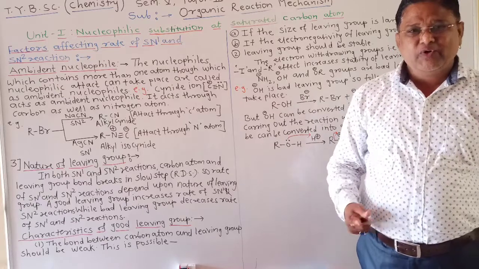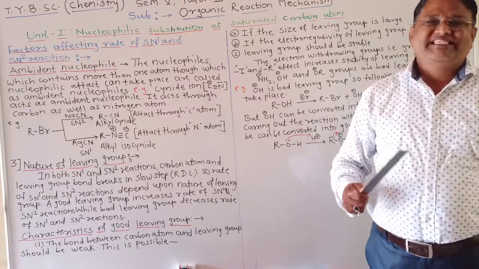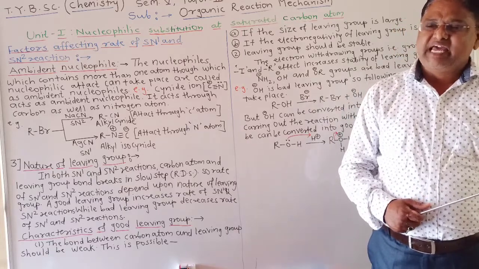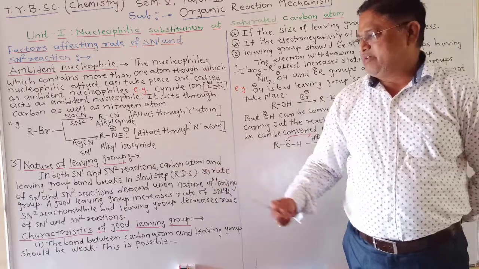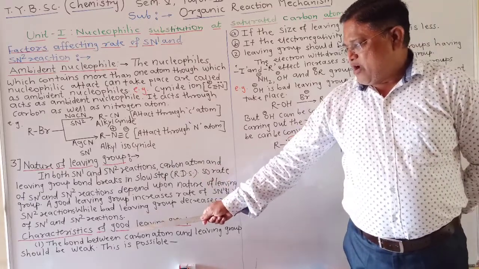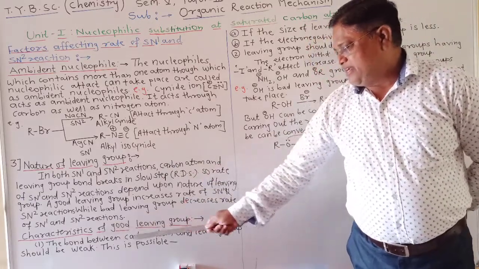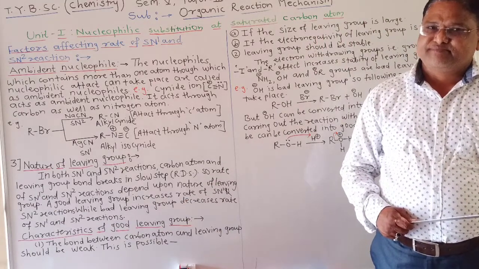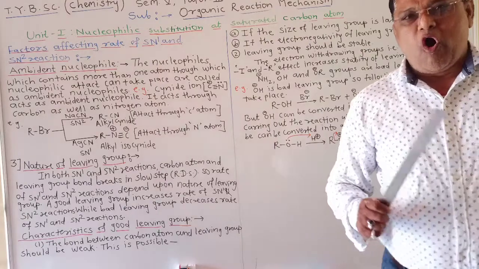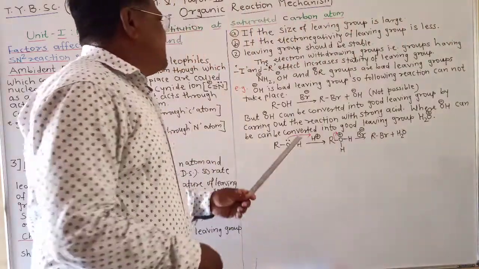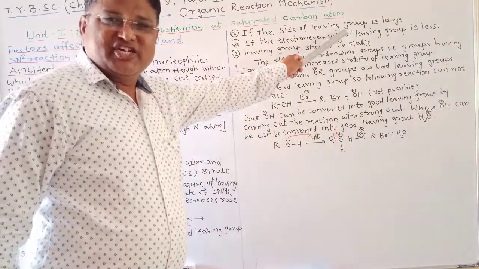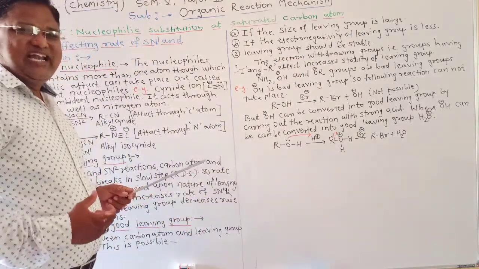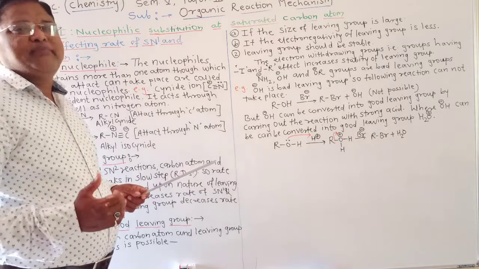So what are the properties of a good leaving group? What is meant by a good leaving group? The leaving group which leaves its position immediately is called a good leaving group. Now the properties of a good leaving group. The bond between the carbon atom and the leaving group must be weak, and it is possible only when the size of the leaving group is larger. If the size of the leaving group increases, the bond length increases and the bond becomes weak.